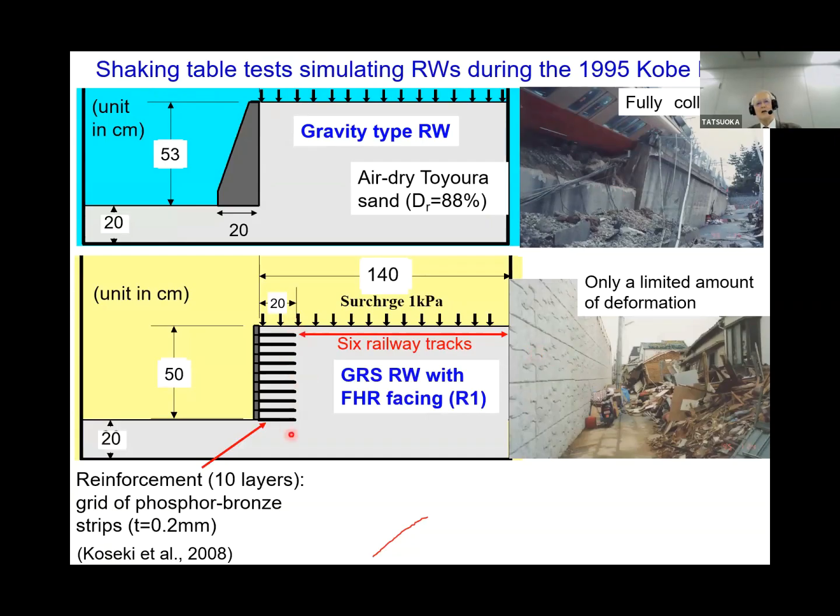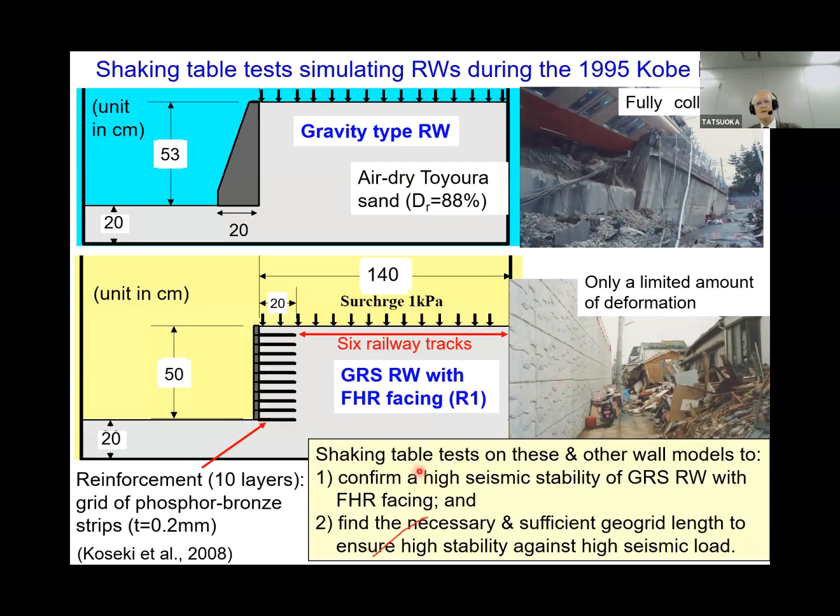The grid layers are all short. We observe some displacement, but not collapse. So the shaking table tests on these and other wall models were performed to confirm the high seismic stability of the GRS wall with full height facing, and to find the necessary and sufficient grid length to ensure high stability against high seismic loads.